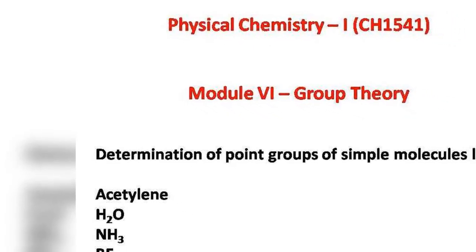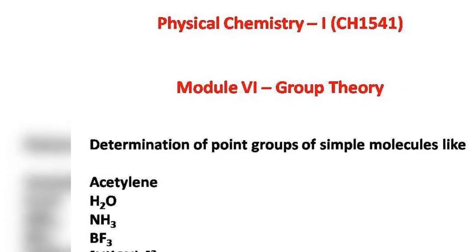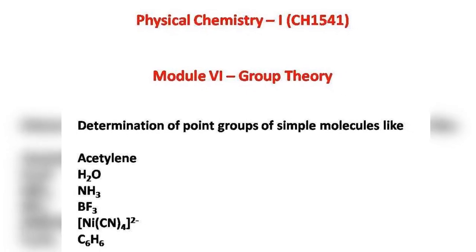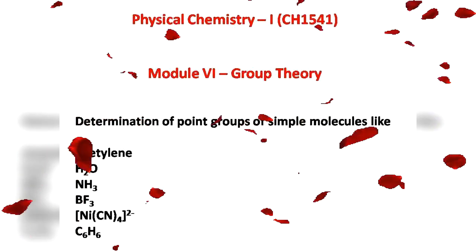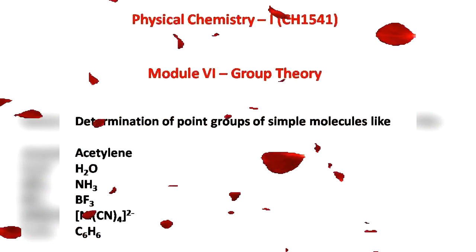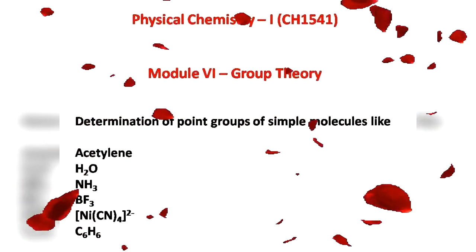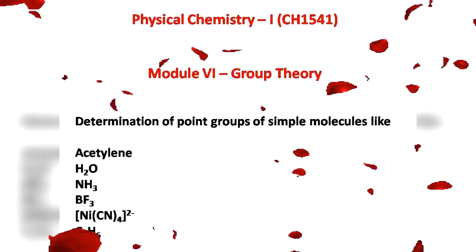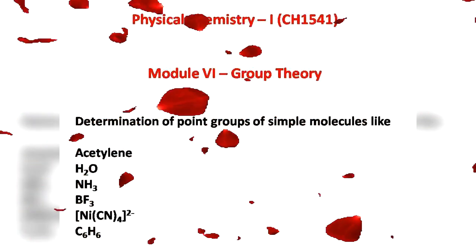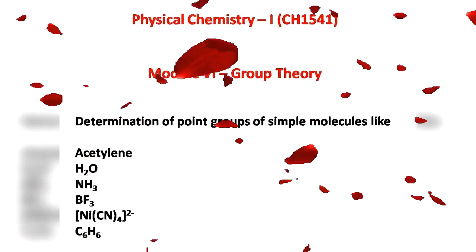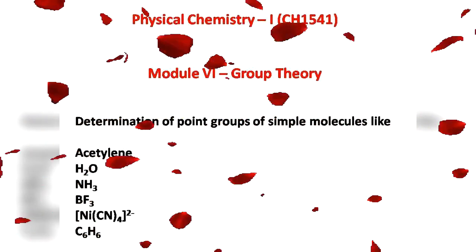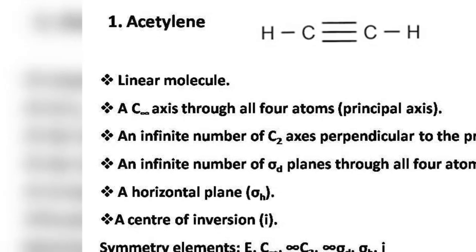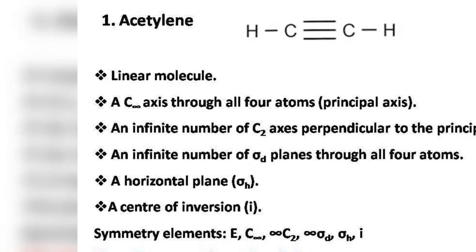In this presentation we will go through the last part of group theory, that is determination of point groups of simple molecules like acetylene, water, ammonia, BF3, [Ni(CN)4]2- and benzene. Consider acetylene. The structure is linear.